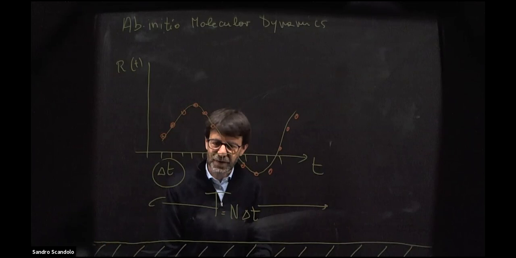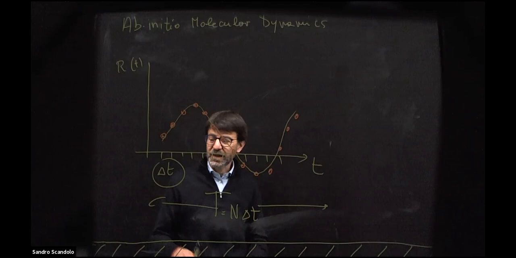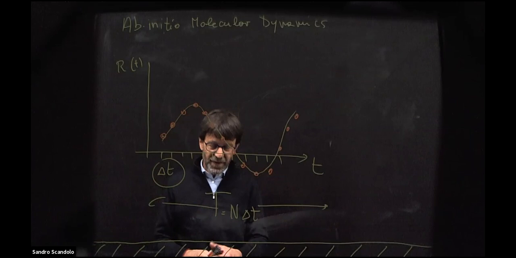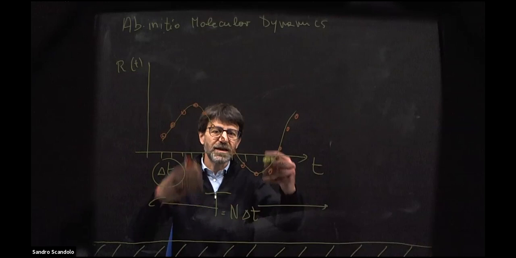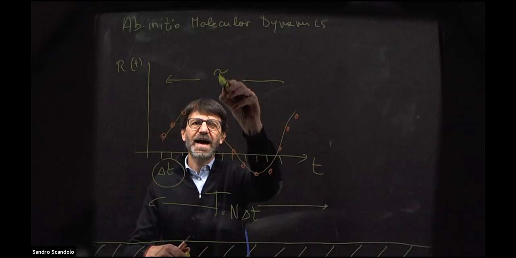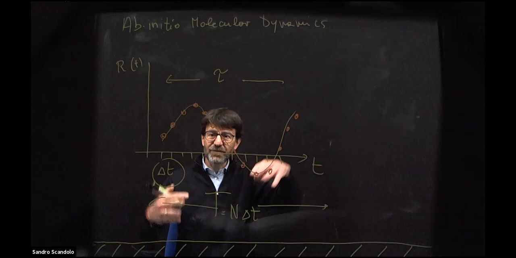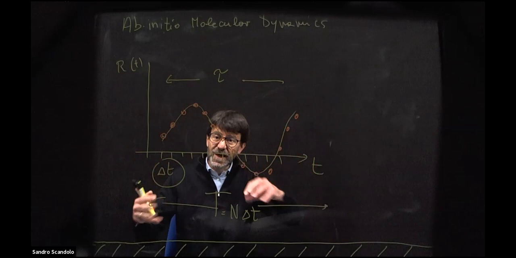Well, it turns out that at least with the Verlet algorithm, as a rule of thumb, you consider the typical fluctuation of your system, which can be represented roughly here. Let me call it tau. This is a characteristic time of my system. For example, if I have an oscillator, it will be the period of the system. This is more or less the time that describes the average oscillations of my system.